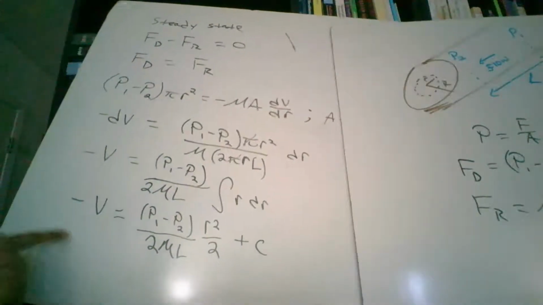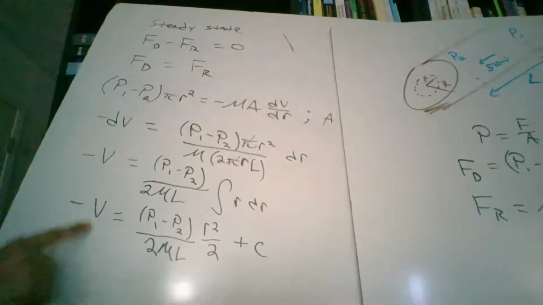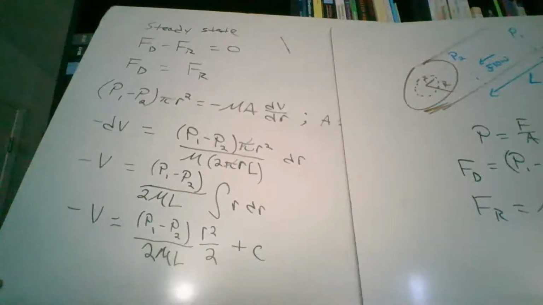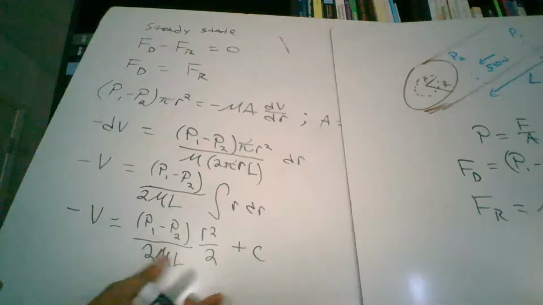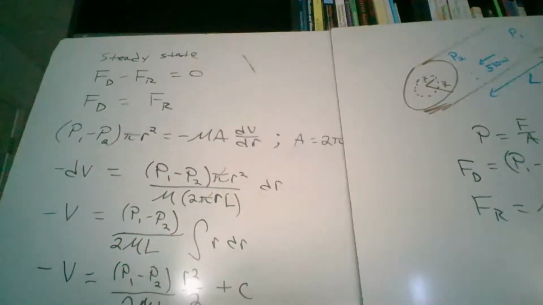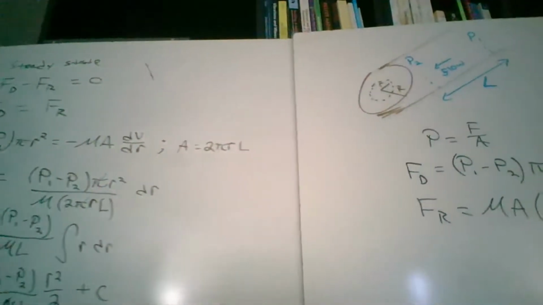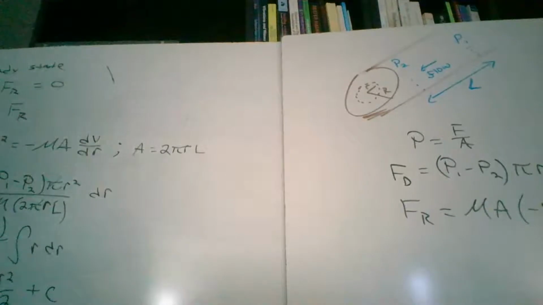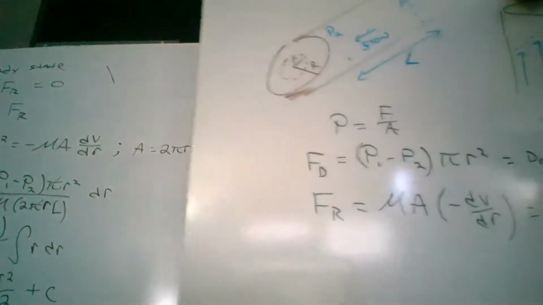So hopefully you can see that. The velocity as a function of r, I should write it like that, is equal to this right here so far. And then the last thing is we just need to put in a boundary condition to solve for C. And I'll do that over here. So I'll rewrite the equation.